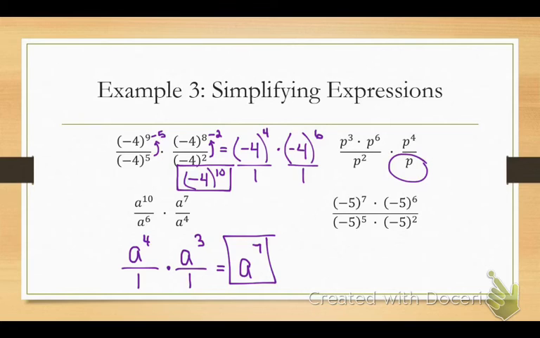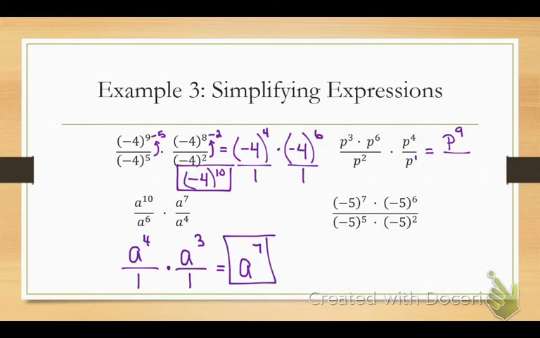There's no exponent. What do you think is going to go there? An understood 1. You cannot forget that. You might want to go ahead and write it in so you don't forget it. So if I simplify my numerator, what is p to the 3rd times p to the 6th? P to the 9th power.